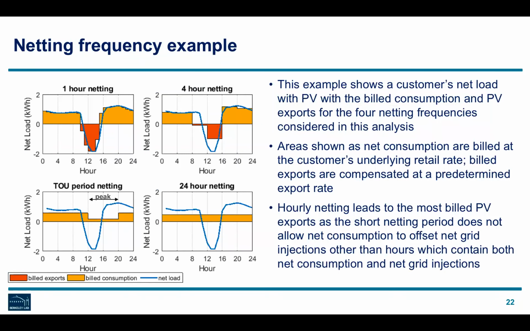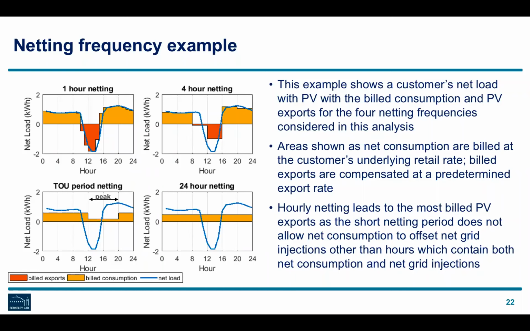So this is just to give you a visual example of netting frequency and how it may impact the bill savings for a customer. The top left shows an average day where you have the net load, where during the day you're exporting to the grid and injecting. If you have an hourly or even shorter netting frequency, all that area in red is billed as exports.